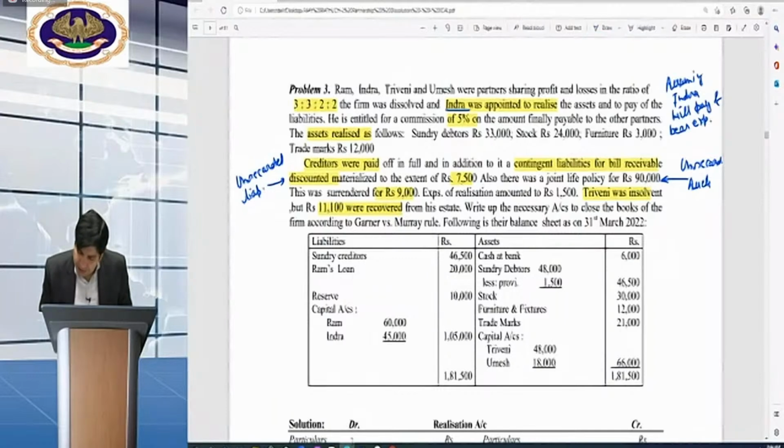Now see, write up the necessary accounts to close the books of the firm according to Garner versus Murray. And the balance sheet on 31st March is this one. Can we write down the steps in the fastest mode? Step number one. We shall solve this question by writing, not by PDF.